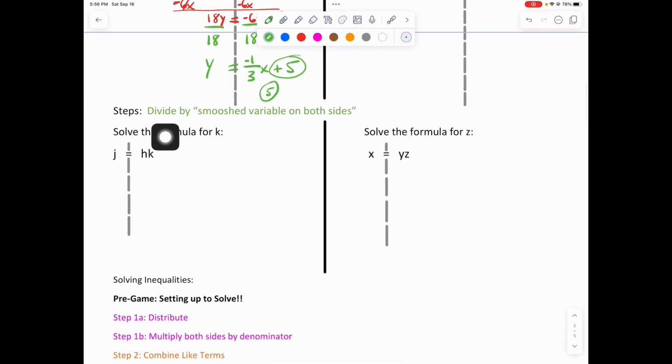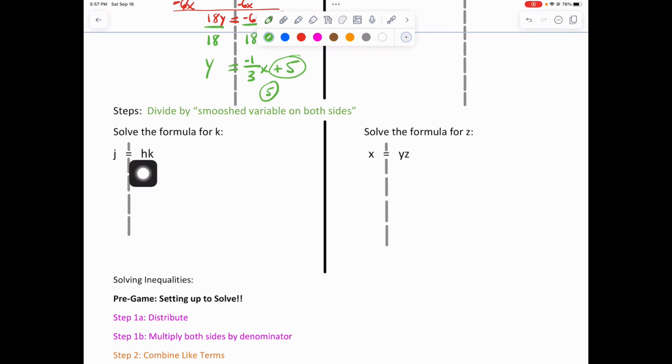All right, so it just says steps. Divide by smushed variable on both sides. Well, I wonder why. Solve the formula for k. Well, j equals hk. Oh, they're smushed together. So you're telling me that hk is equal to h times k?